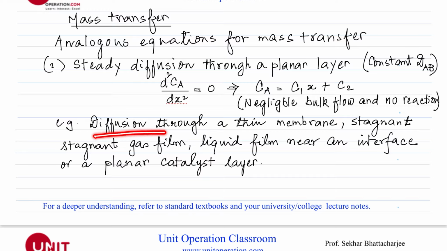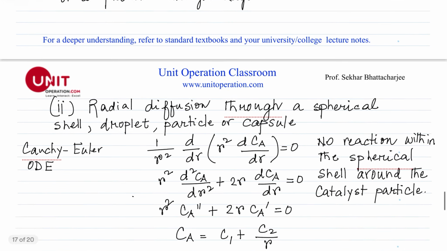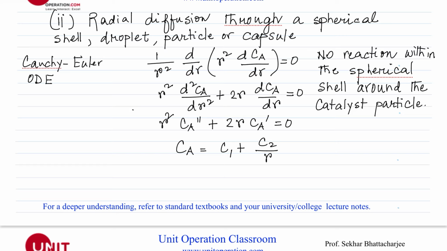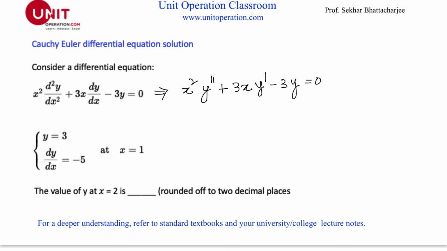Now, this could arise in the case of diffusion through a thin membrane, a stagnant gas film, a liquid film near an interface, or a planar catalyst layer. That's where we get this type of concentration distribution. Whereas we get the same kind of thing if there is diffusive mass transfer in a spherical coordinate system, as for example diffusion through a spherical shell, droplet, particle, or capsule, and there should be, of course, no reaction within the spherical shell. That's very important. That term is not here. So then it is a very simple one, and this is an example of a Cauchy Euler type of ODE. The value here, of course, is 2.25 at x equal to 2. This is the answer.